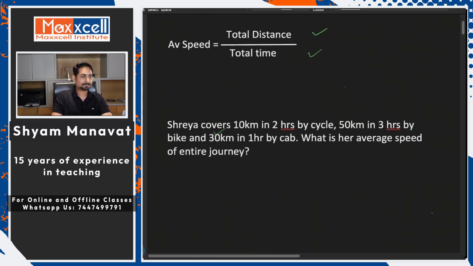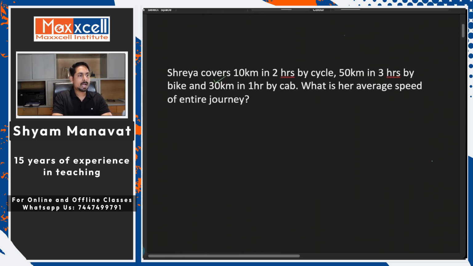For example, Shreya covers 10 kilometers in 2 hours by cycle, 50 kilometers in 3 hours by bike, and 30 kilometers in 1 hour by cab. What is the average speed?